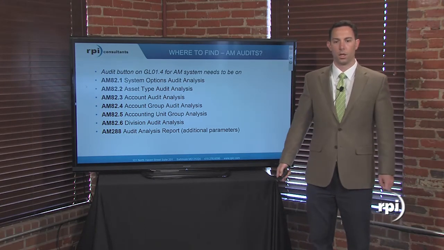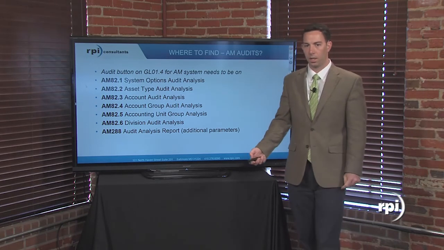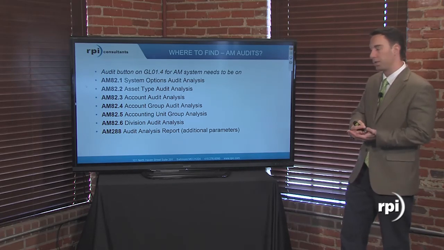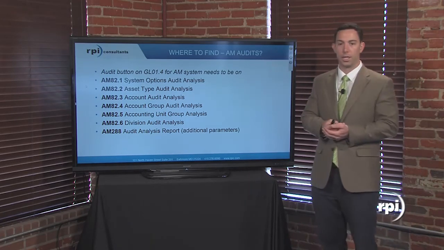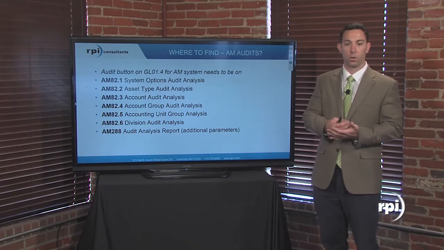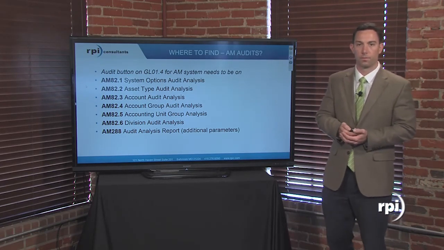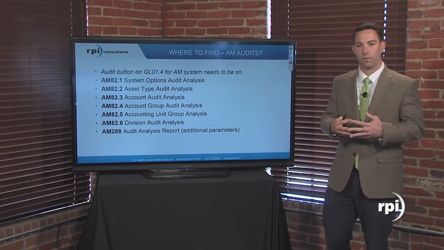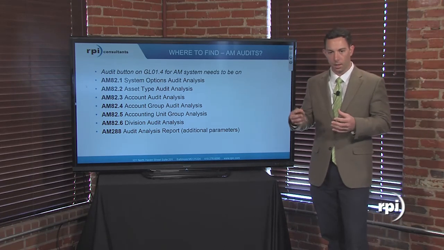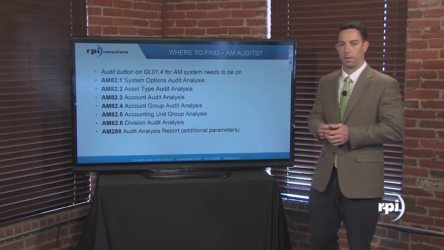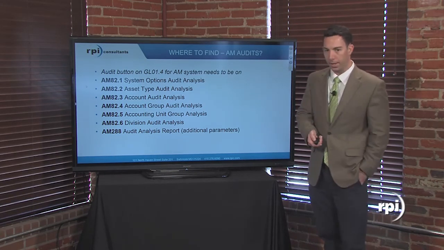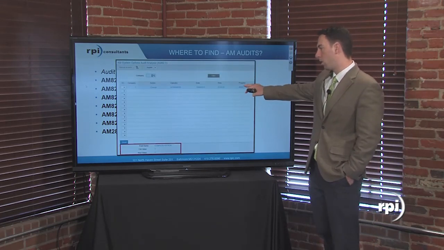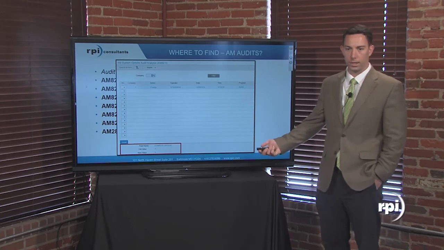Good. Asset management, just two more left here. There's a lot you can audit here. And again, it's all setup, right? So your system options, which is AM16, asset types, any changes there, accounts, account groups, accounting unit groups. And then your AM288 is a report that will actually combine all of those auditing capabilities if you needed to get a PDF or something that you can send to someone. AM288 is your job there. Okay, so same looking screen. What was changed? What was it before? What was it after?